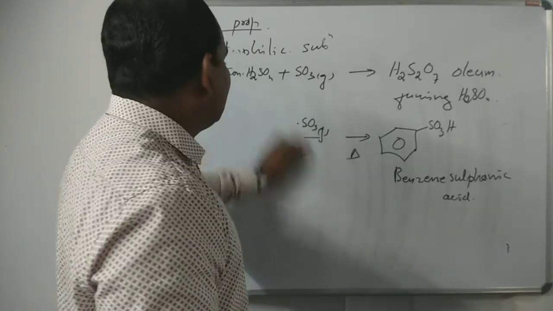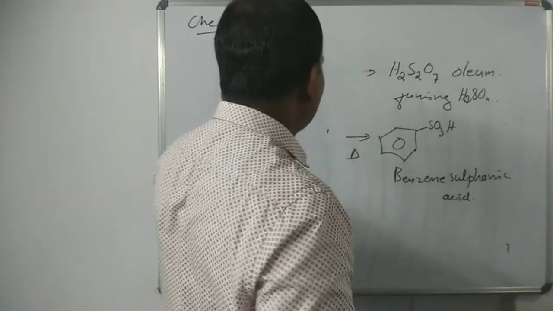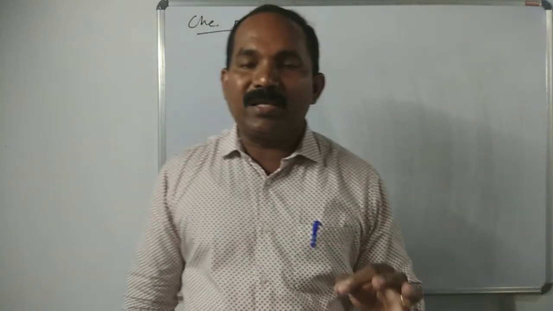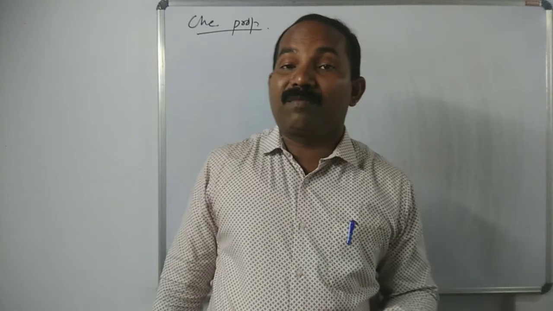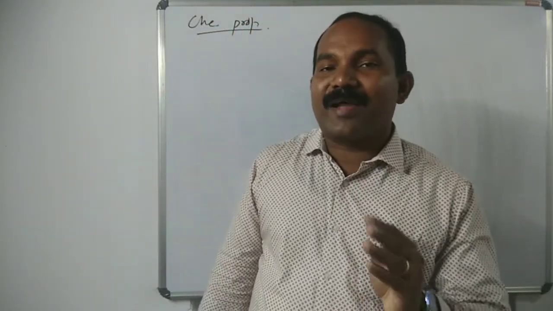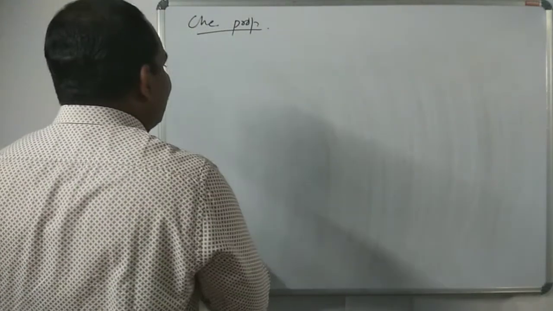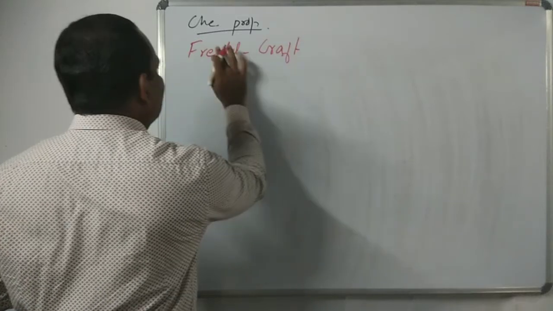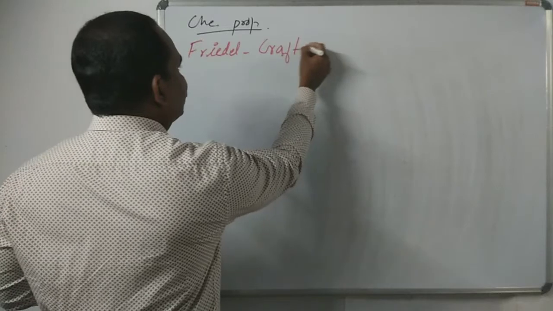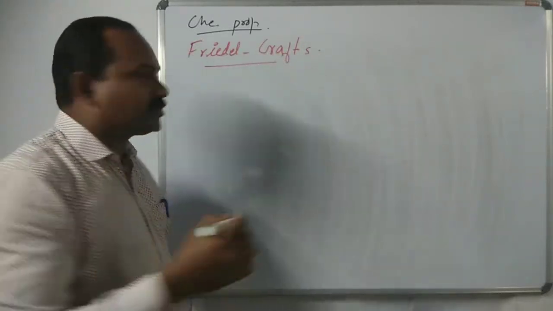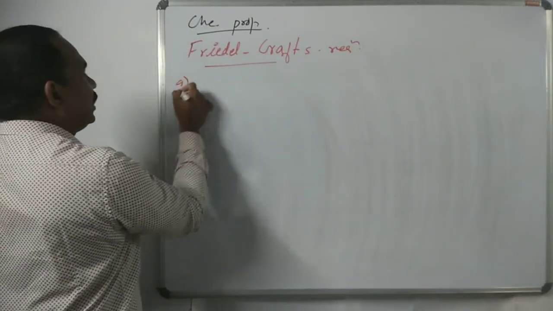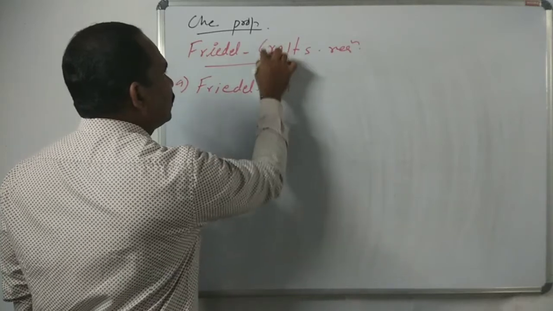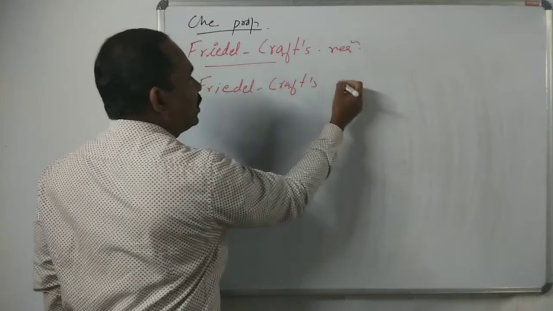In the Friedel-Crafts reaction, there are two types: one is Friedel-Crafts alkylation and the other is Friedel-Crafts acylation. The catalyst is anhydrous AlCl3. Let's discuss the Friedel-Crafts reaction. First one, Friedel-Crafts alkylation.